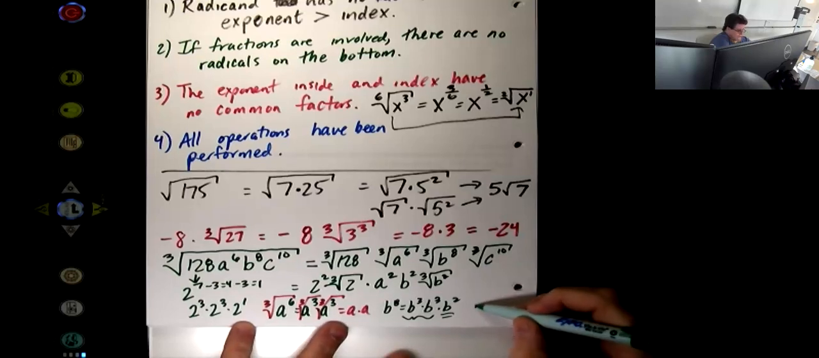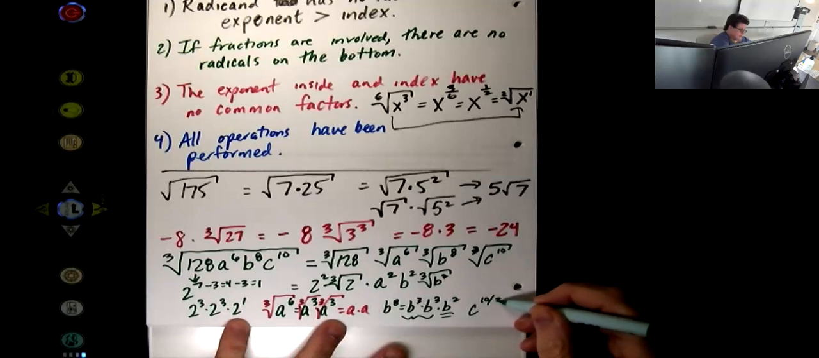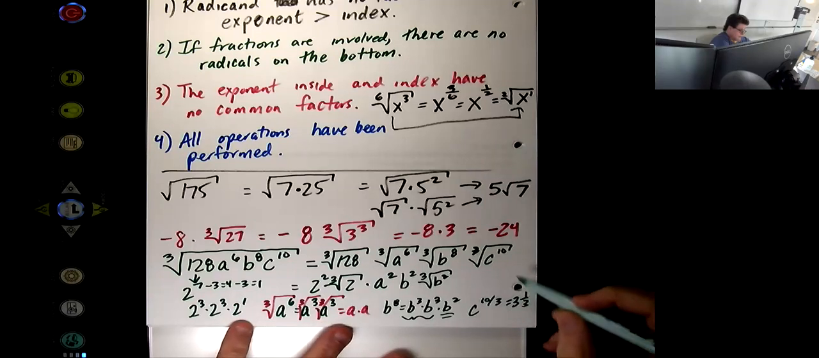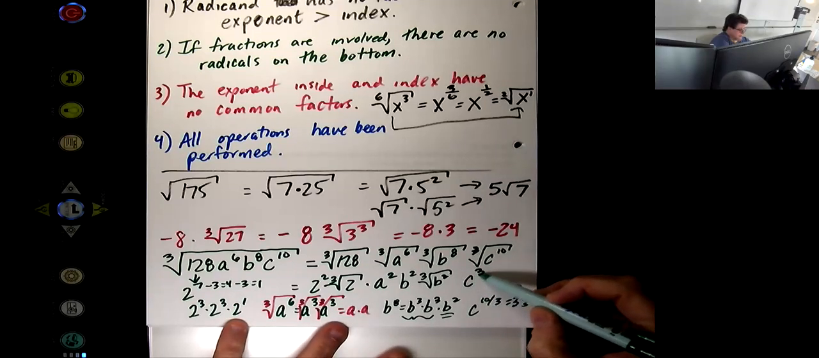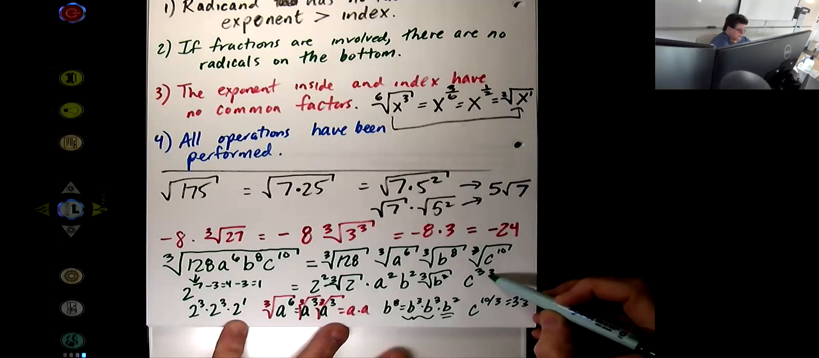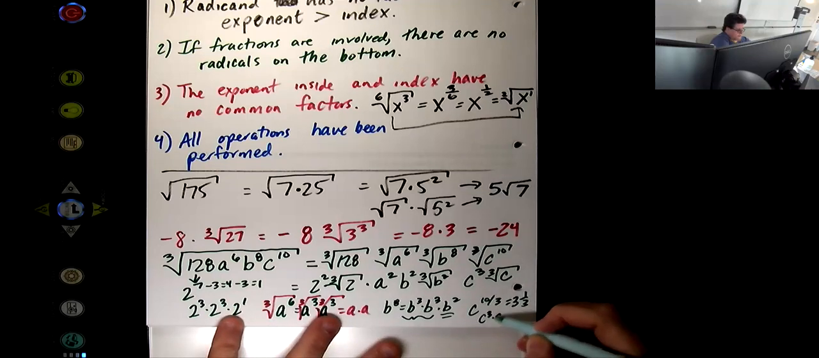For c, we have c to the 10th power, and we're effectively dividing that by 3. We get 3 and 1/3. So we should be able to pull out 3 c's. And we still have a cube root of c left. So c to the 3rd times c to the 3rd times c to the 3rd times c.